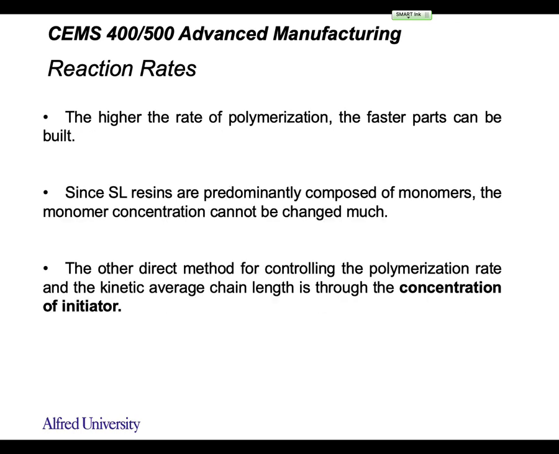No? All right. So if you have a higher rate of polymerization, that means you can build the part faster, right? Those monomers can be cross-linked much faster. And that means you have to control this photoinitiator, right? The concentration of photoinitiator. Now the monomers.